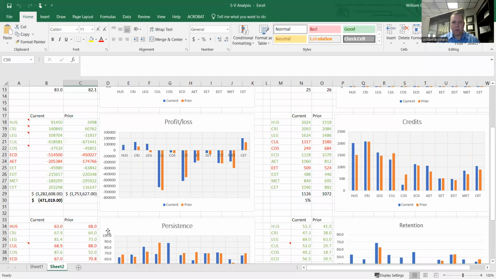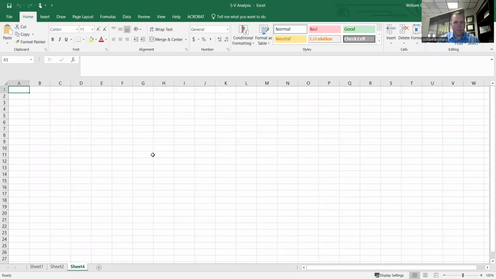So I'm going to go in now and do some screen sharing here and get into Excel. Here we go. New tab. There we go. All right.